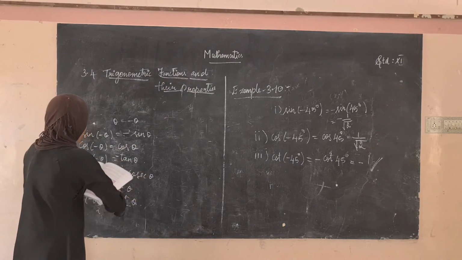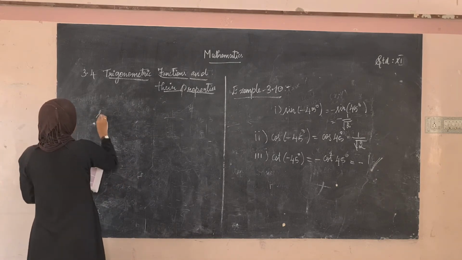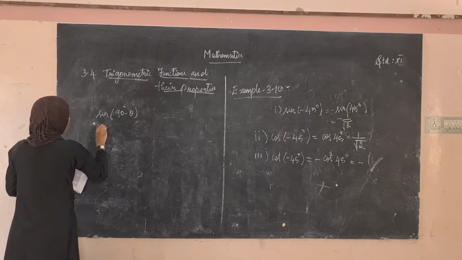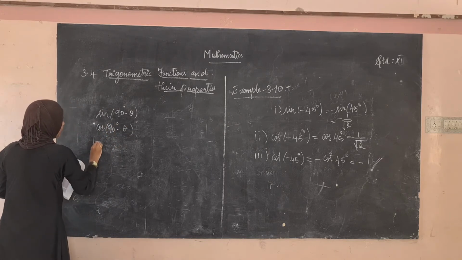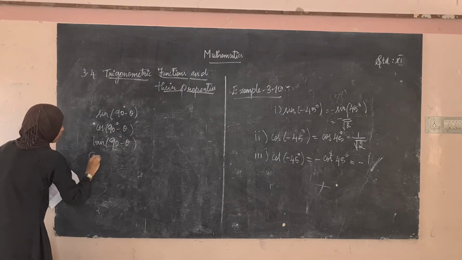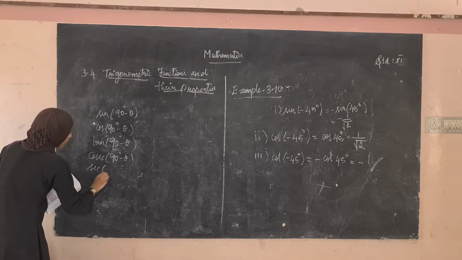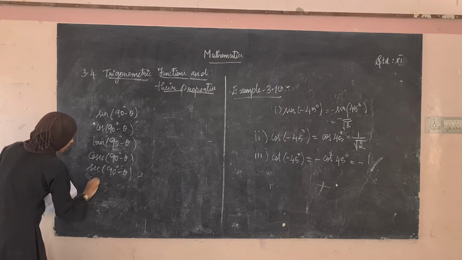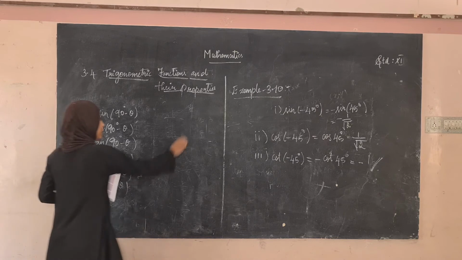Okay, similarly for 90 plus theta and 90 minus theta. See here, sine of 90 degree minus theta, the same thing. Cos of 90 degree minus theta. Tan of 90 degree minus theta. Cosecant of 90 degree minus theta. Secant of 90 degree minus theta, and then cot of 90 degree minus theta. Okay, we know that.